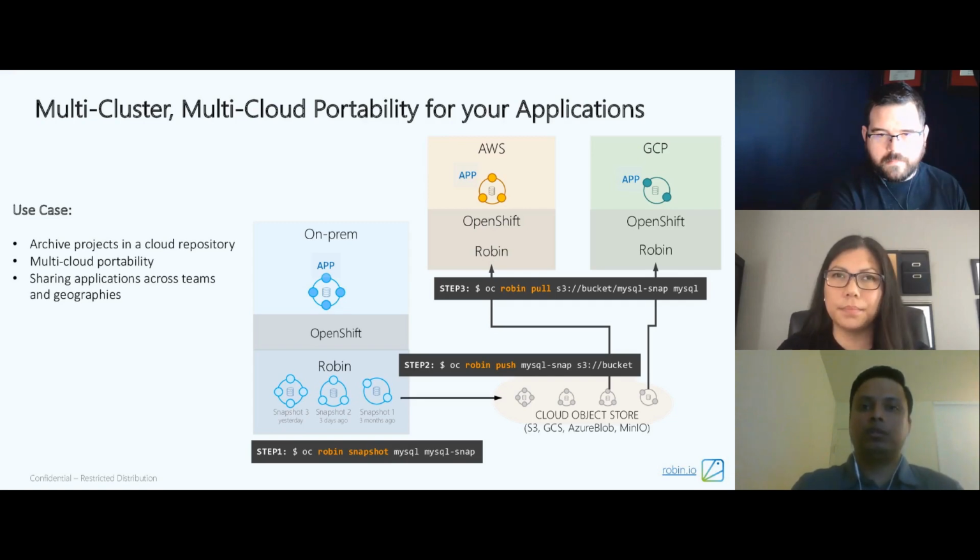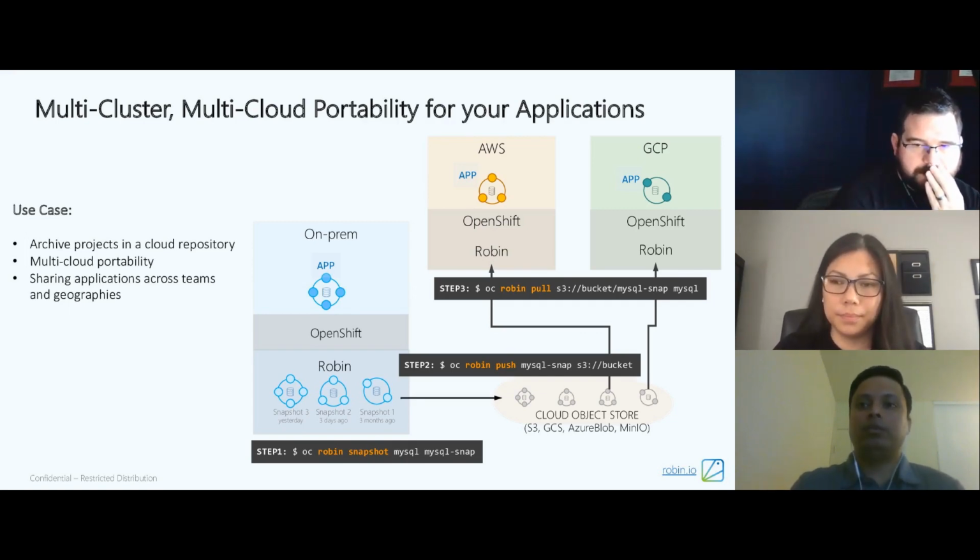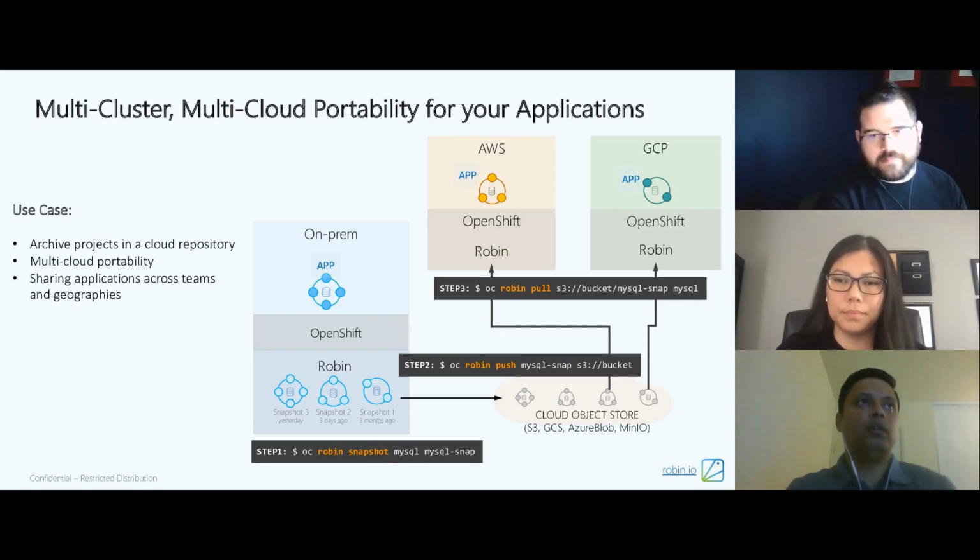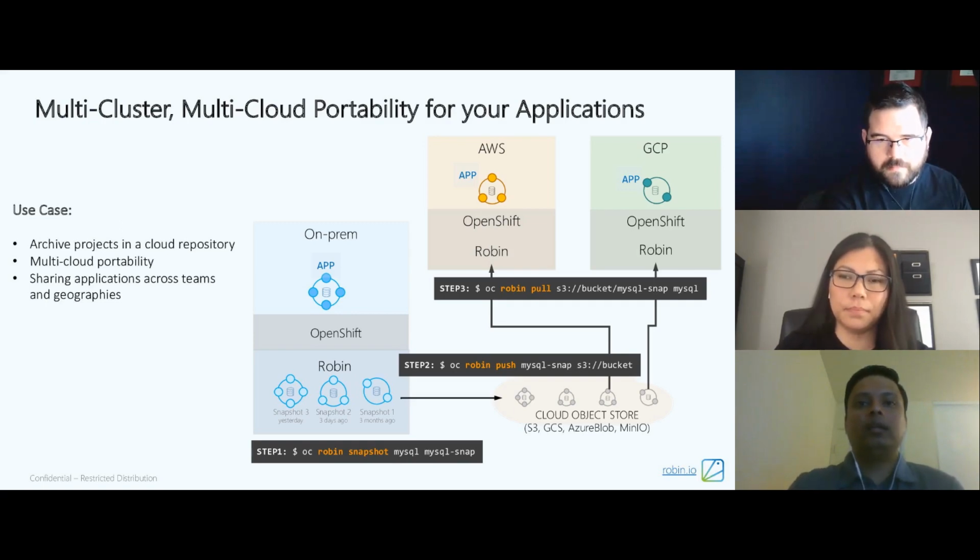You can archive your projects in the cloud repository. You can actually use this as a multi-cloud portability solution where, sometimes, this is not for archival, but actually moving your application across different infrastructure choices, right? You want to go from AWS to GCP on OpenShift, you can easily take the application and port it to OpenShift on GCP. And then sharing applications across teams and geographies is another benefit.